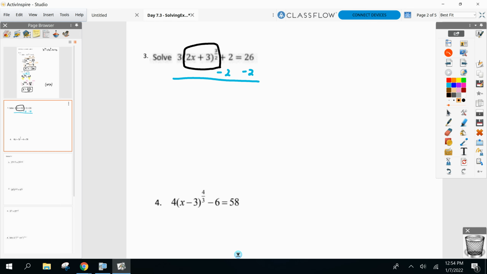You guys can do this. We just got to build your confidence up. 2x plus 3 to the 3 halves equals 24. What's got to go? 3. There we go. 3's going.